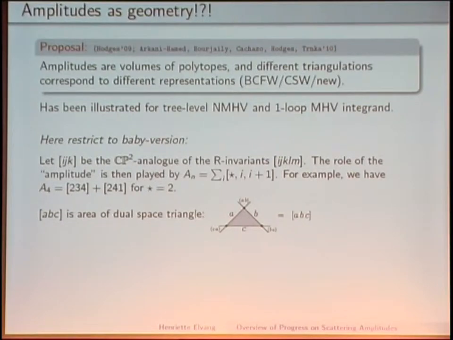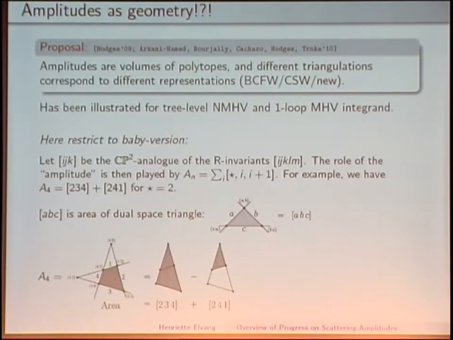Well, it turns out, and I'm not going to show you this, that you can interpret this 3 bracket as the area of a triangle in dual space. So you define some dual coordinates, so basically each of the momentum twistors gets labeled as a line here, and these 3 lines bound a triangle, and the area of that triangle is expressed as that 3 bracket.